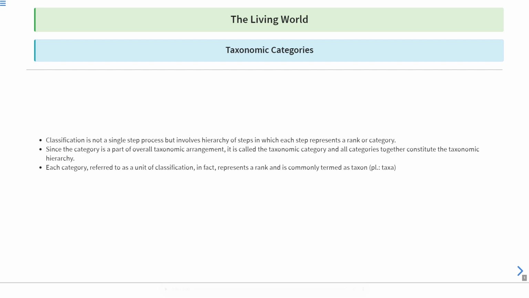Each unit in fact represents a rank, and it is commonly termed a taxon. So every rank is termed a taxon. A species name is a taxon, a genus name is a taxon, family is a taxon, class, order, phylum is a taxon, and kingdom is also a taxon. Every rank is termed a taxon.